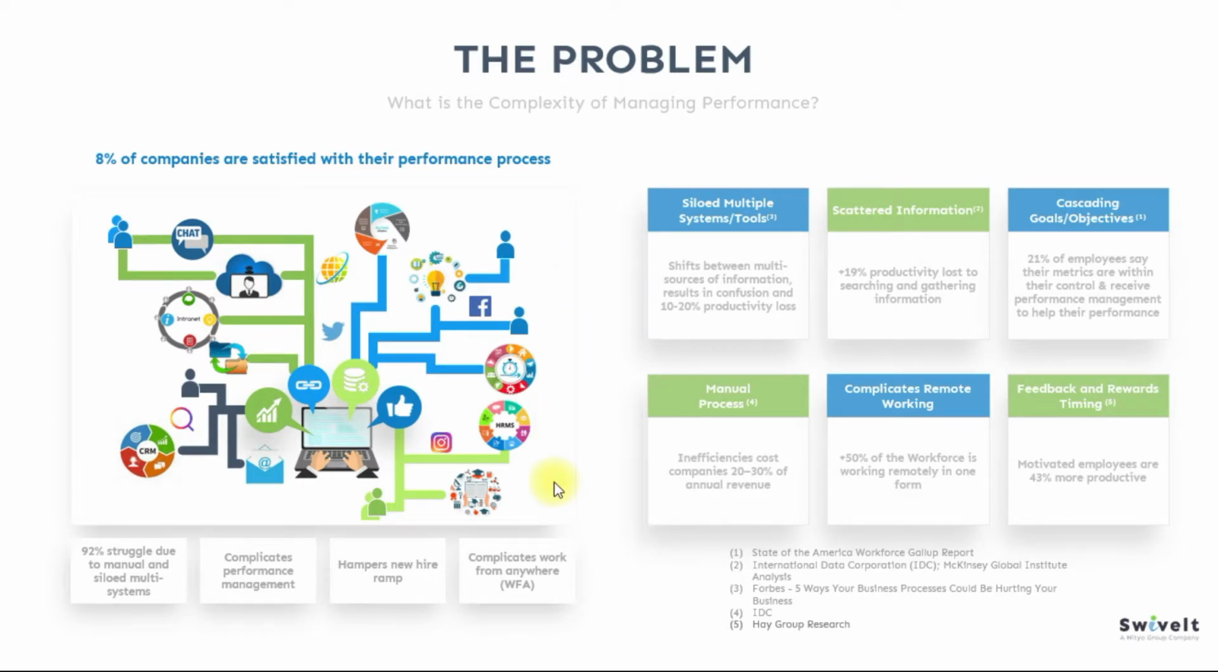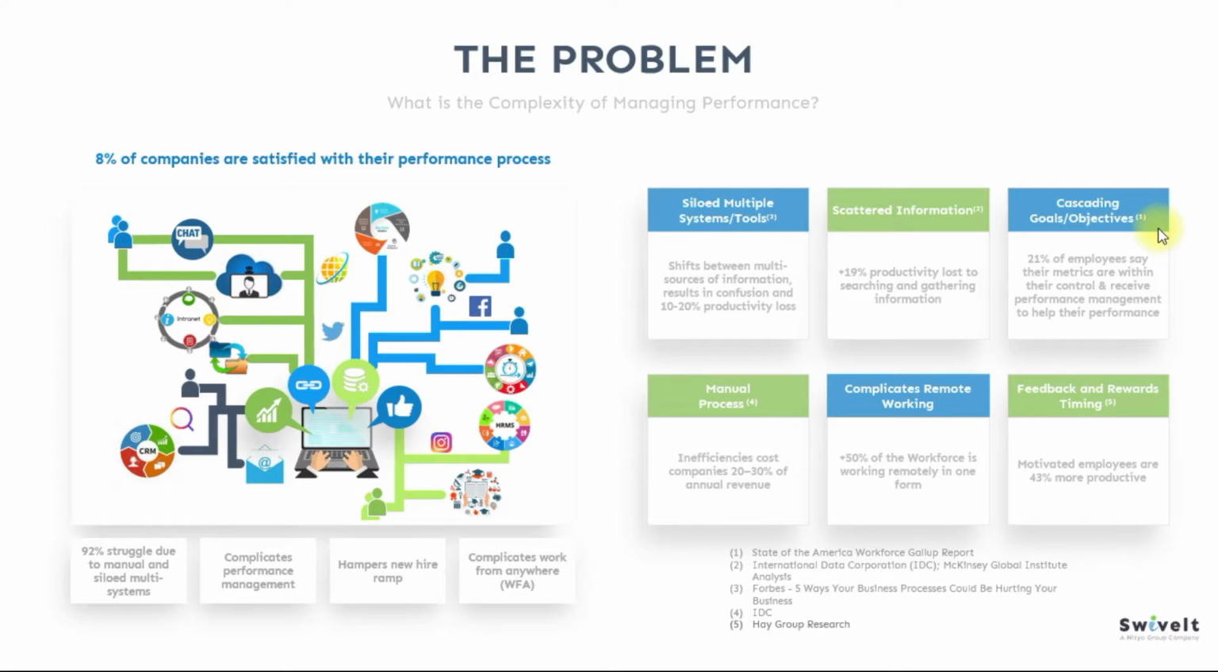The use of siloed systems and shifting between disparate sources of information creates confusion and reduces employee productivity. When data is scattered, employees waste hours searching for information, leaving them feeling frustrated, unengaged, and unproductive. Companies also find it challenging to cascade and monitor outcomes for set goals and objectives, hindering effective performance management activities.